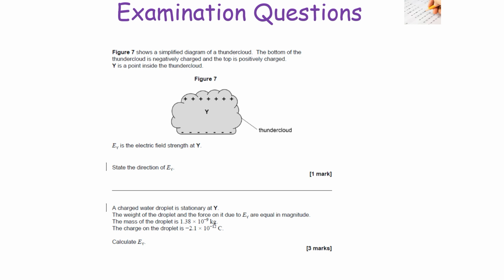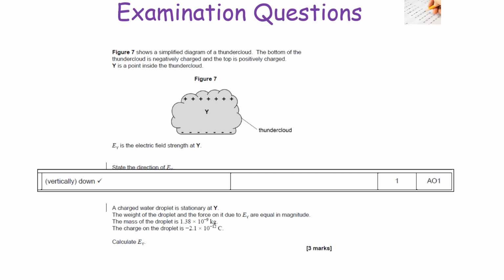Right, firstly, what's our direction of EY? Well, again, the electrical field will always point in the direction from positive to negative because it shows the direction a positive charge will move in. So therefore, it's going to be vertically downwards from the positive charge down to the negative charge at the bottom of the thundercloud, because once again, the direction of the field lines is the direction a positive charge would take.